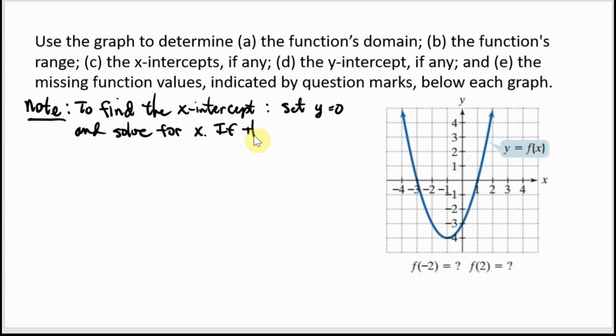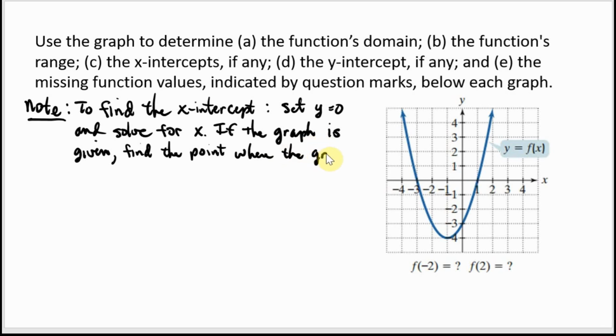Here, if the graph is given, find the point where the graph crosses the x-axis. Okay? So, now, here's something that's important.